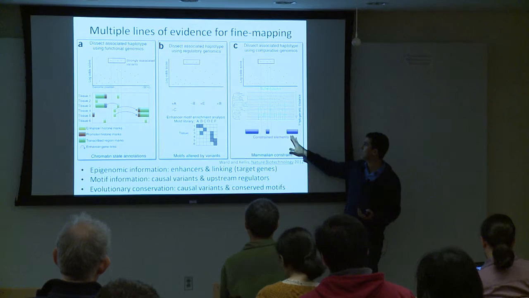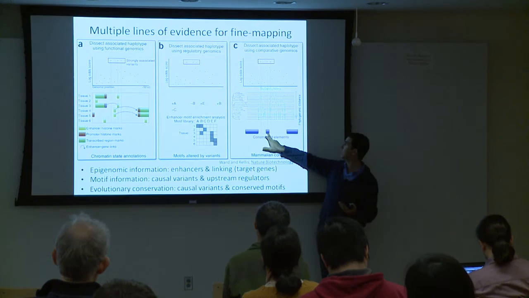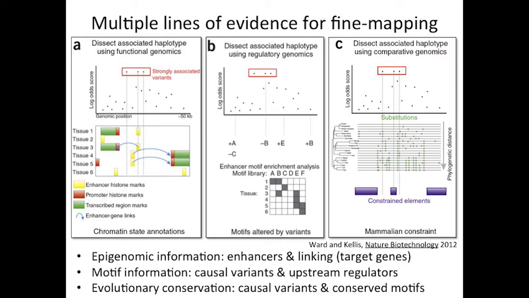So you can compare multiple mammals, and you can look at where are the conserved regions and where are the non-conserved regions. And what you can see is that in this particular case, the second SNP is in fact happening in a region that does not seem to vary between different mammals. So that means that that region is actually quite important. Okay? So multiple lines of evidence allow us to now start doing functional fine mapping.